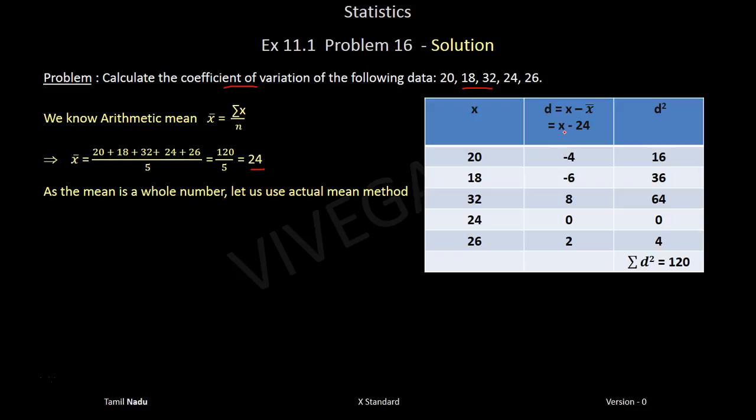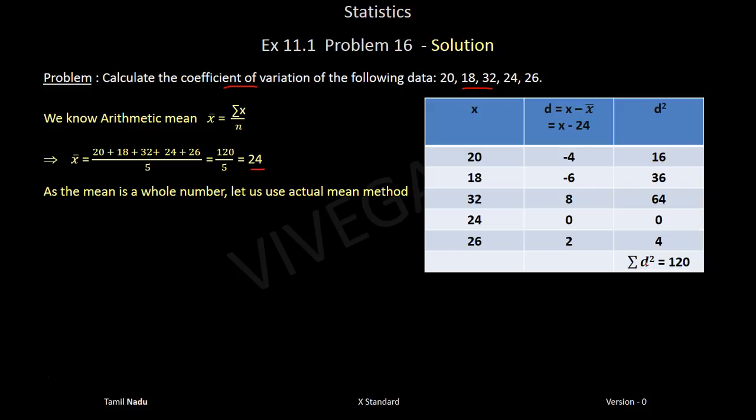So in that case, the table will be: we have x in one column, and the deviation d is x minus x bar, which is x minus 24 here, because we are taking 24 itself as the mean. We'll also have to calculate d square. So write out all the values: 20, 18, 32, 24, 26. 20 minus 24 is minus 4, 18 minus 24 is minus 6, 32 minus 24 is minus 8, and so on. You can fill up the remaining. And this column is the square of this: minus 4 square is 16, minus 6 square is 36. Like that you can fill the remaining cells.